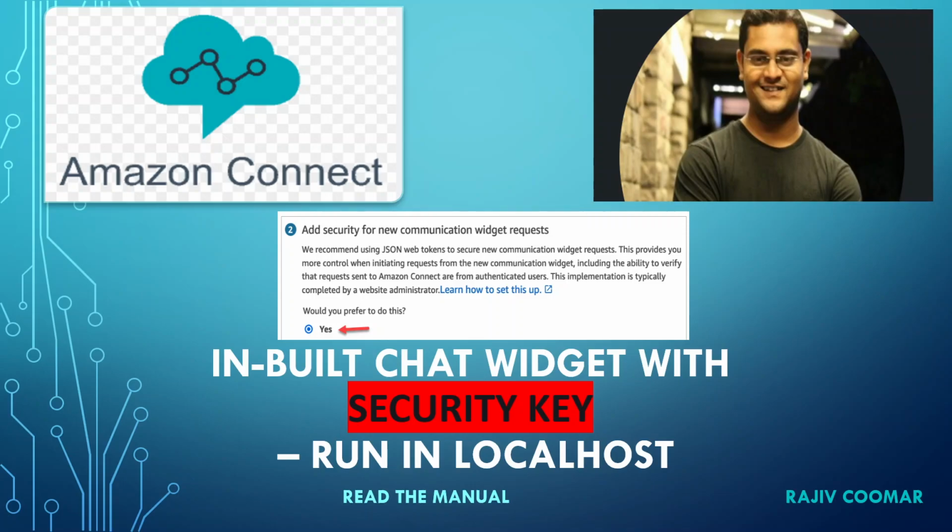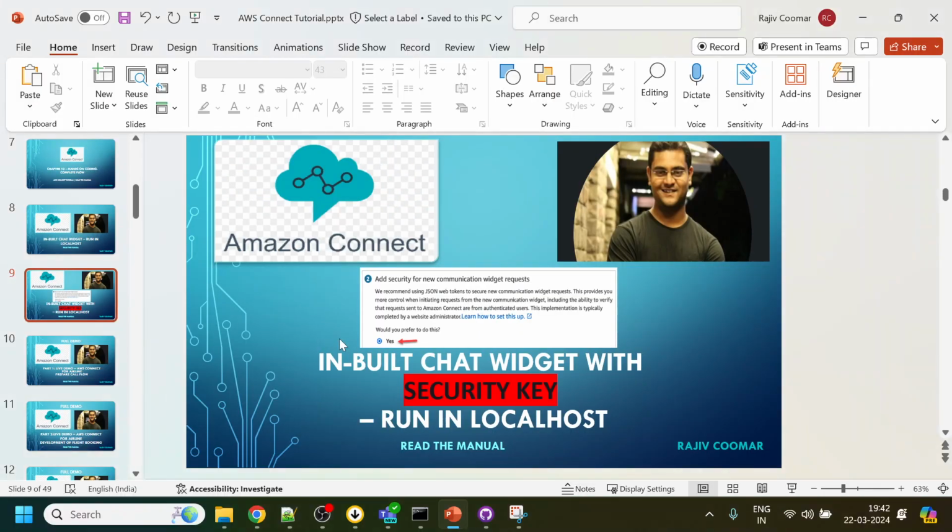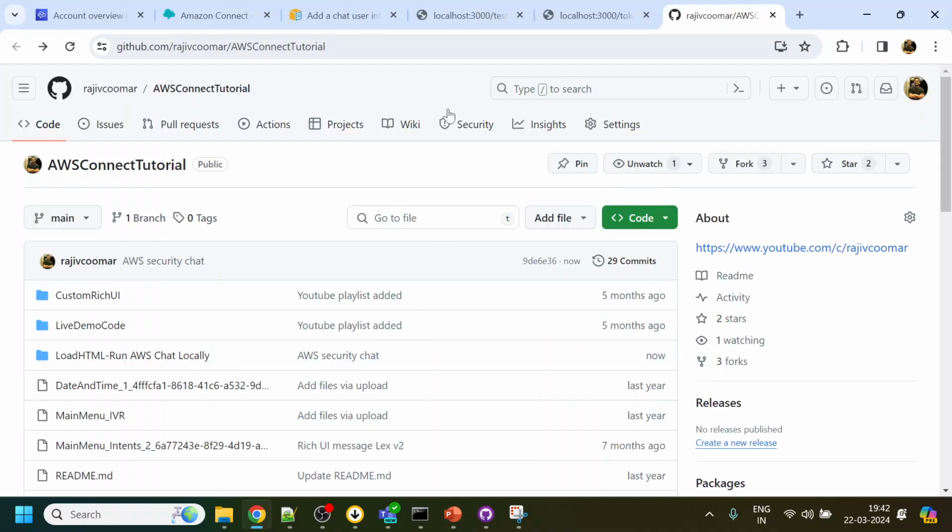Hi guys, in this video we are going to discuss how to run the Amazon Connect built-in chat with security enabled. When security is enabled, you get a secret key, and I'll show how to use that and how to make it work with the security features running locally. First, let's go to the document that they have.